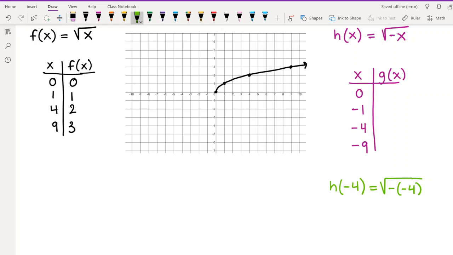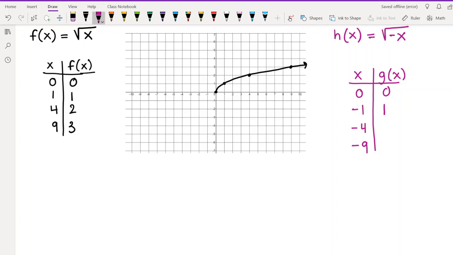And the way that negatives work is that two negatives multiplied together give you a positive, and so you end up with something that is okay. And so that's the reason that the inputs have to be negative numbers in order to basically cancel with the negative that is already inside the square root. Okay, so if we plug in 0, negative 0 is still 0, square root of 0 is still 0. If we plug in negative 1, we get the square root of negative negative 1, which is the square root of 1, which is 1.